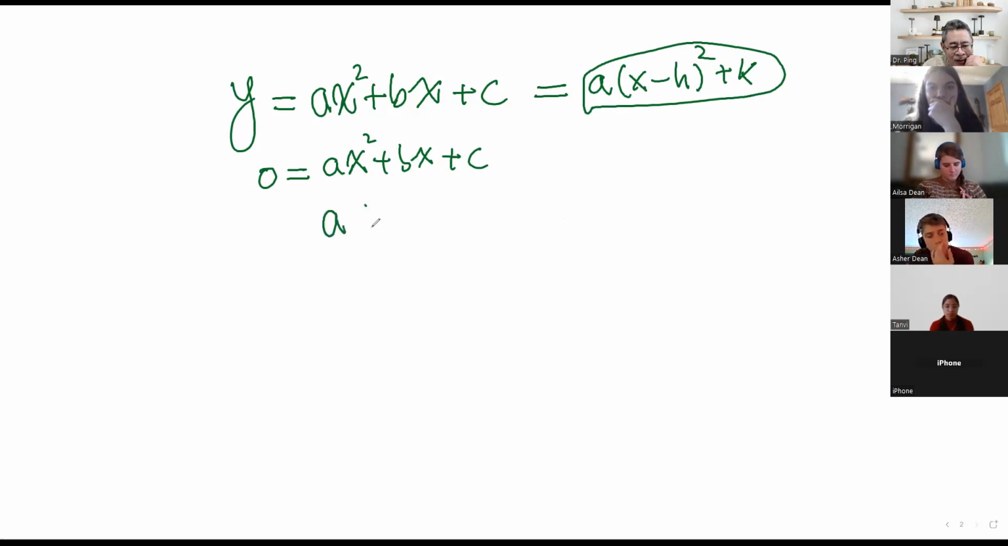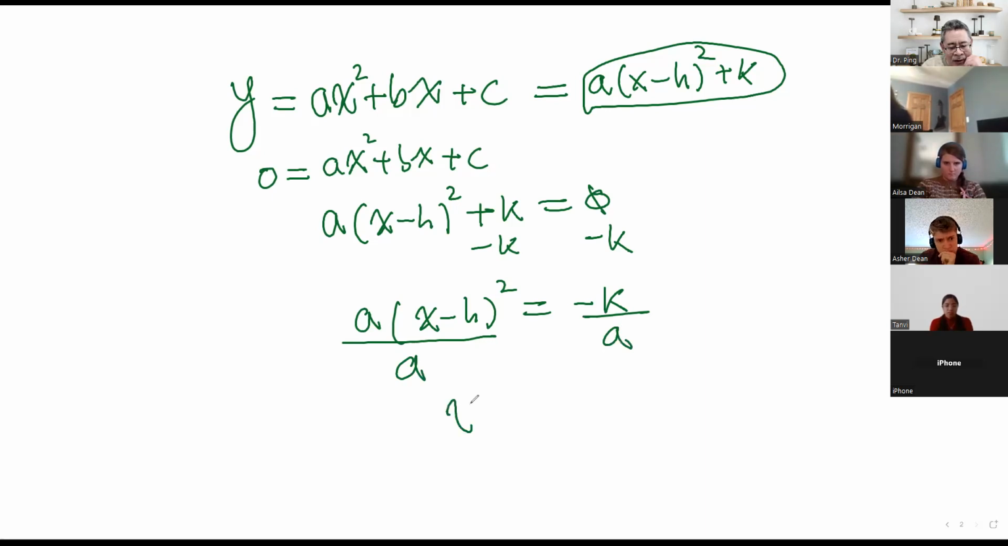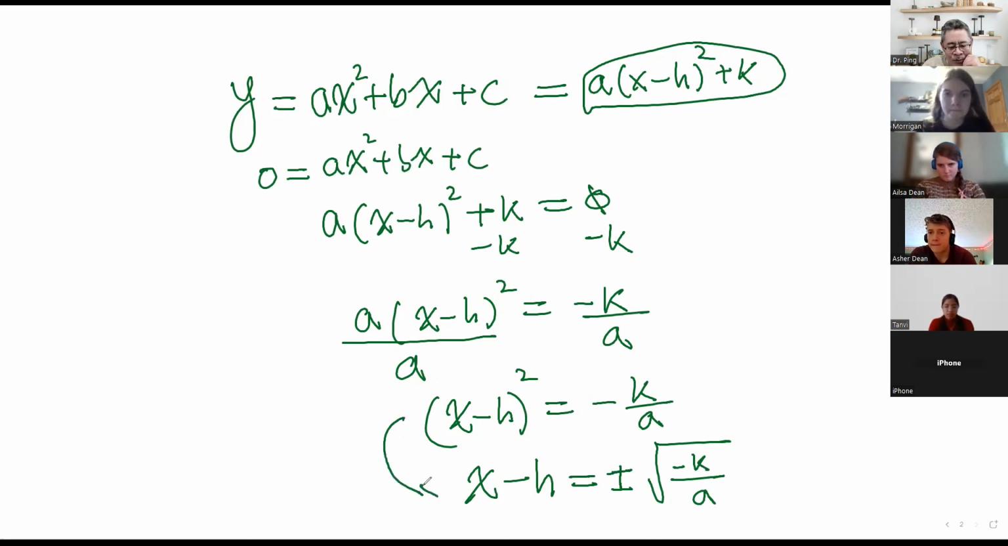So let's look. We have a(x minus h) squared plus k equals 0, right? Now we have to move k over, so minus k. And we get a(x minus h) squared equals minus k. Then we can divide by a on both sides, so we get (x minus h) squared equals minus k over a. Now if we take the square root on both sides, then x minus h will be equal to the square root of that. But we could have positive or negative, so we write it as plus and minus. So are we okay from this point to this point? Any question there, or any step along the way?